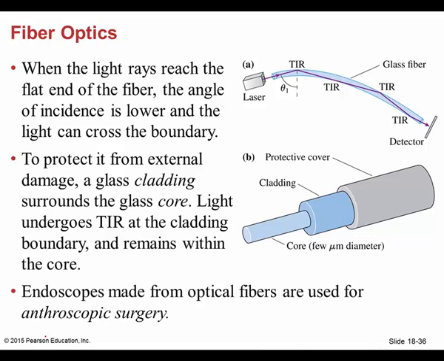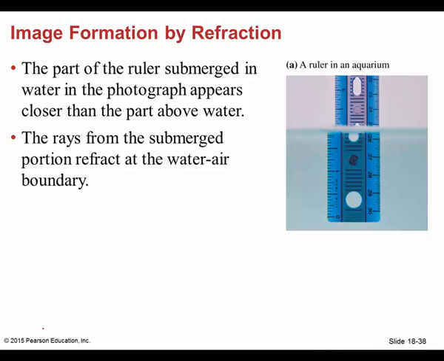All right, so to help it maintain this total internal reflection, they put a glass cladding which surrounds the glass core, and of course this causes it to continue to internally reflect. And I tell you here some examples of how we use this, okay, in surgery. All right, now, what about refraction?